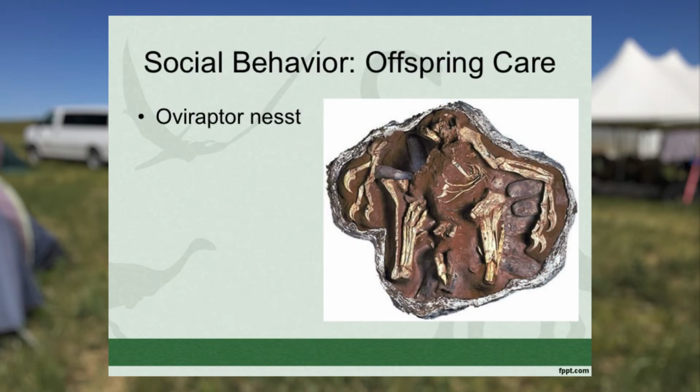And then social behavior continued, offspring care. They have found several nests now of oviraptors sitting on the eggs. So they probably at least incubated their eggs. We don't know if they took care of their young after that, but they made it that far. All right, that was fast. So that's just some general characteristics and just making up some cool things about the way we thought dinosaurs lived.